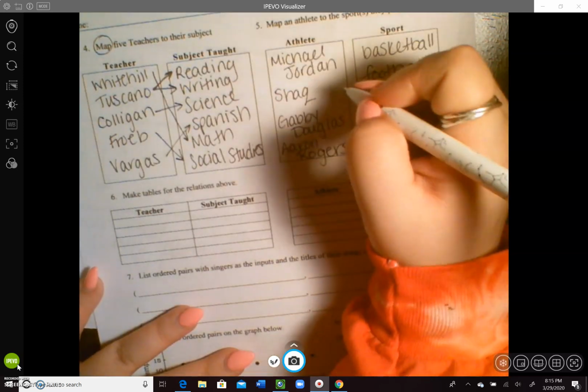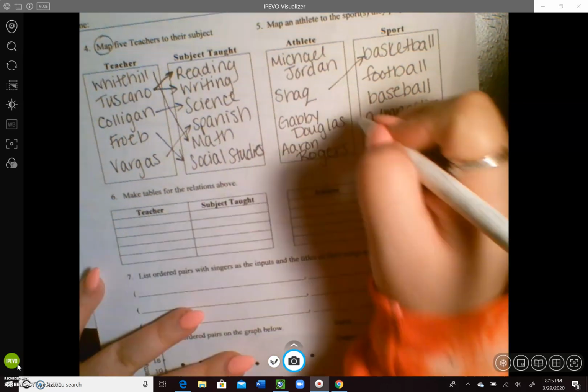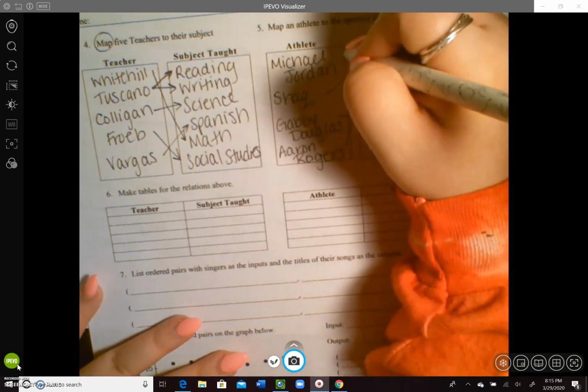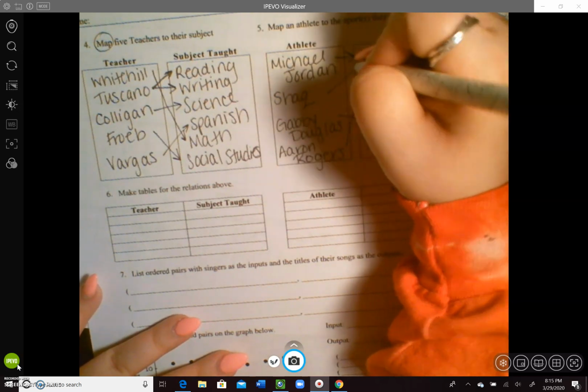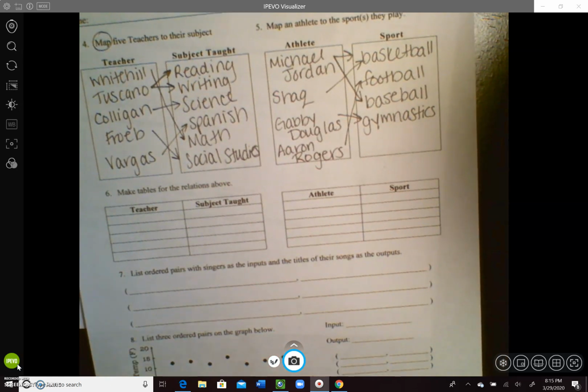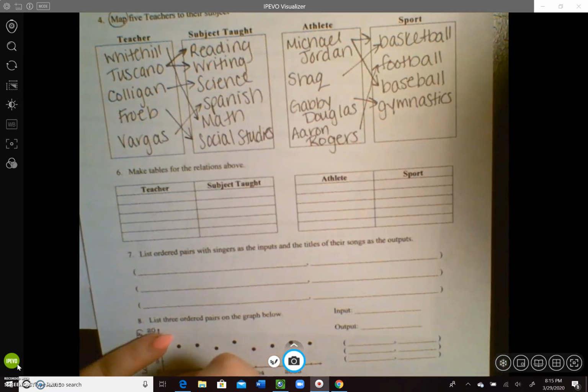Okay. Let's start with Shaq. He definitely played basketball. Gabby Douglas, gymnastics. Aaron Rodgers, football. Michael Jordan, he played basketball. But do you guys remember when he had that little stint where he played baseball too? So he's going to get 2 arrows too, just like Miss Toscano got 2 arrows. Okay? Input, output, left to right. Input, output, input, output. Okay?